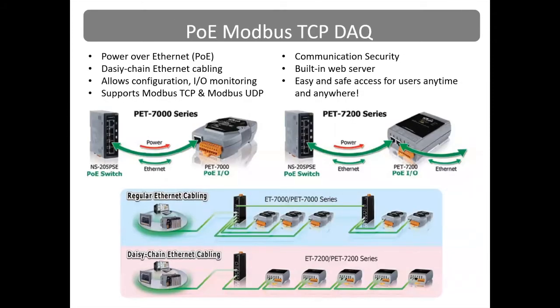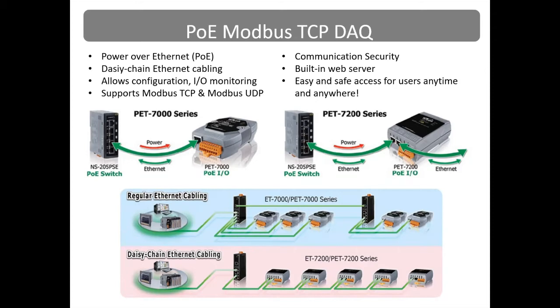Our PoE, Power over Ethernet PET7000 series, allows for getting data and power through an Ethernet cable, making installation quick and easy. The PET7000 series communicate over Modbus TCP and are configured over a password-protected web page, which allows for configuration, I/O monitoring, and control. In the picture at the bottom, you can see they support standard type Ethernet cabling for using the Power over Ethernet feature and can be daisy-chained over Ethernet when each of them is powered with a power supply.